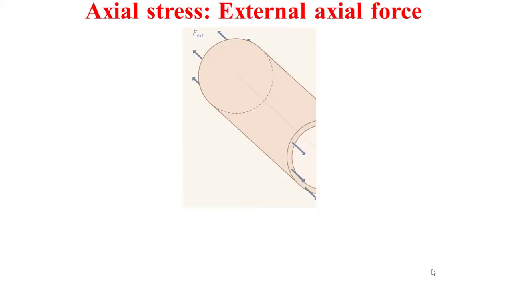The second type of axial stress is induced by an external axial force, caused generally by the weight loads of connecting pipe segments. This type of axial stress is expressed as the applied external axial force divided by the cross-sectional area of the pipe.